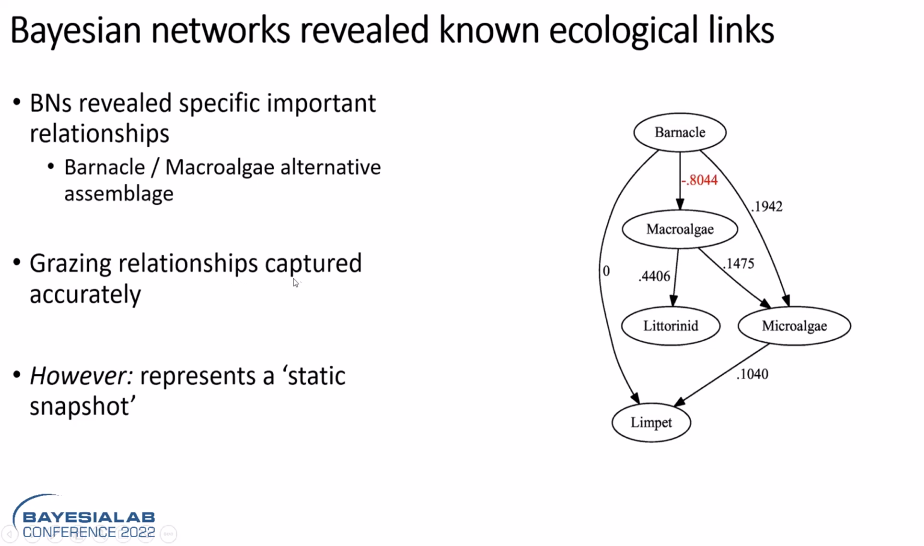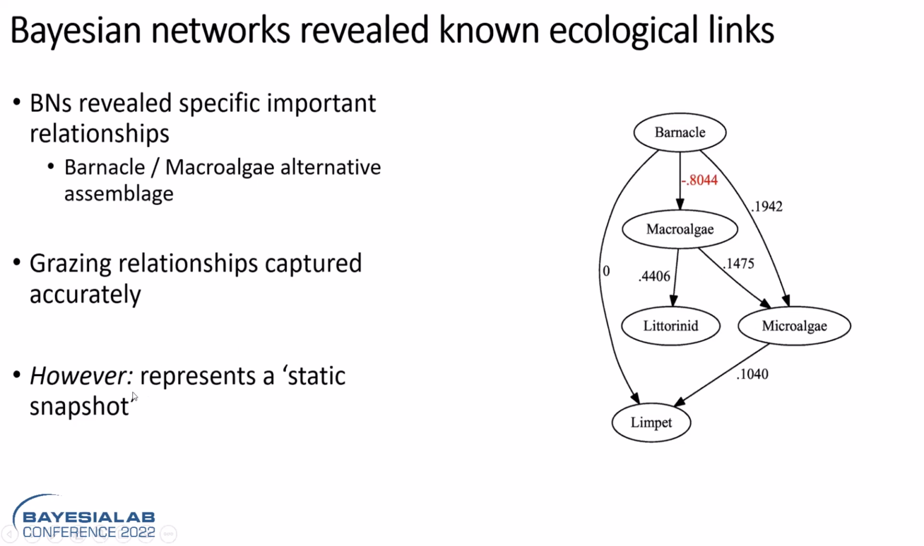Additionally, grazing relationships were captured accurately as well. Limpets generally graze on microalgae, which tend to reside in macroalgal patches or barnacle stands. So this positive relationship also makes sense, because limpets will be more likely to be in areas where microalgae are present. And the same for littorinids and macroalgae. Macroalgae provides some sort of refuge for littorinids to act as a buffer for wave action, and also provides a little bit of food via microalgae. Therefore, there's a positive relationship here.